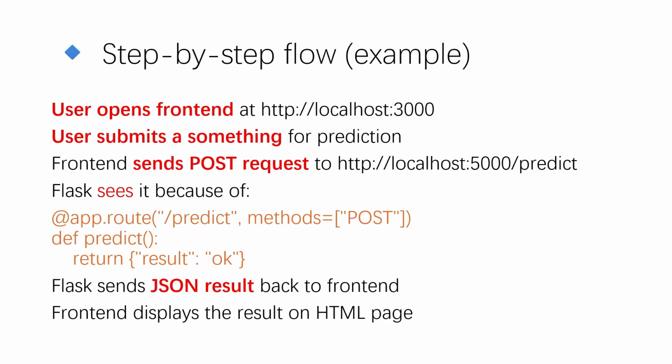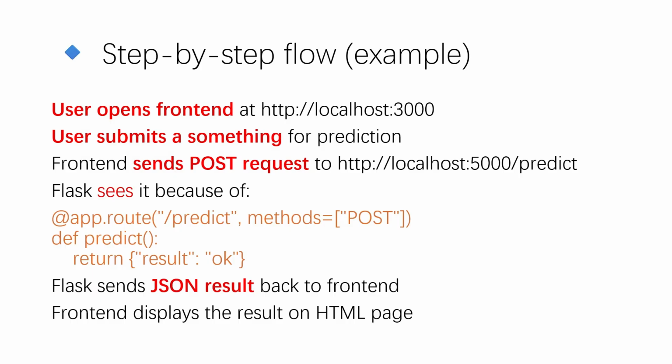Let's walk through the step-by-step flow of how a frontend talks to a Flask backend. First, the user opens the frontend, usually at something like localhost on port 3000. This is the part they actually see, the page with buttons, forms, and input boxes. In some cases, the user might paste in something for prediction.